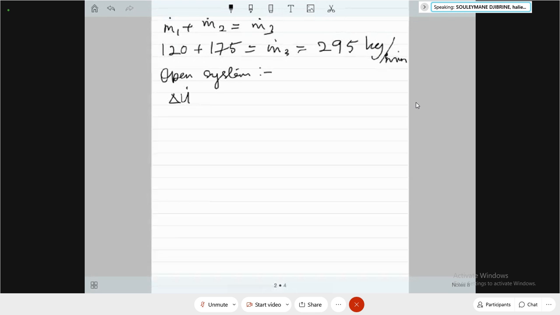Sorry, I got that wrong. What did I just write? Change in enthalpy, yeah, not the internal energy. Next, plus change in kinetic energy, plus change in potential energy, equal to Q plus W.